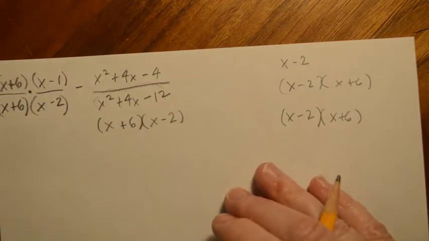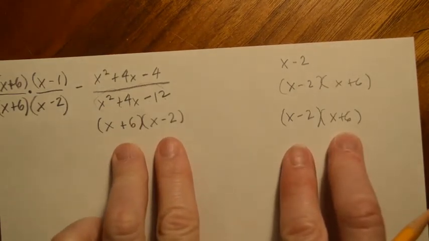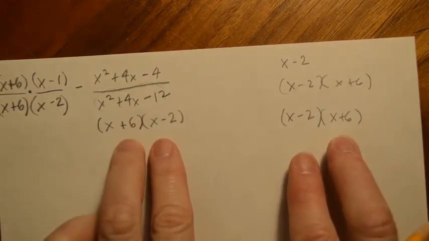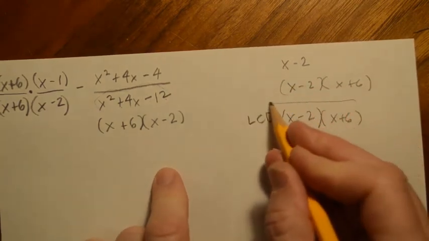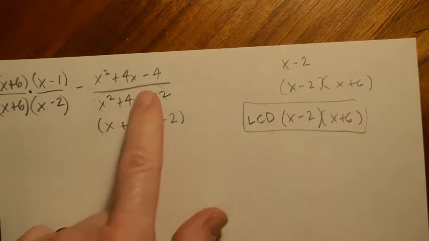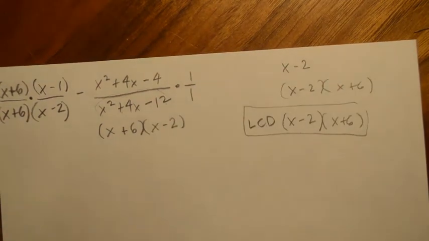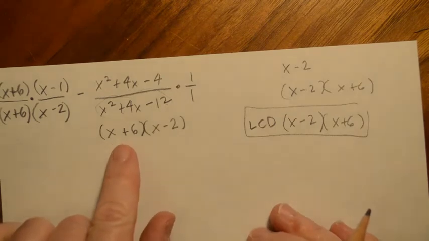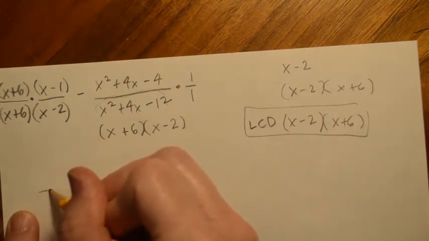All right, how about the second fraction? Well, you should notice that this one has whatever the LCD is here, right here. So we don't need any extra stuff here. So you could just indicate that with a times 1 over 1, or you could just say, I don't really need to write anything. Okay, so I'm going to rewrite these.